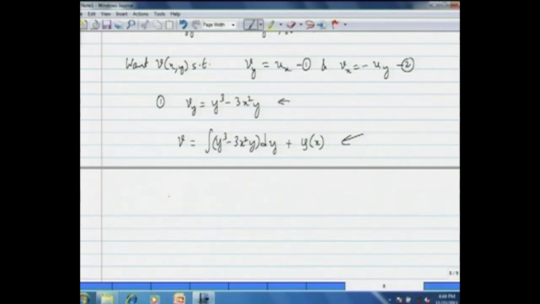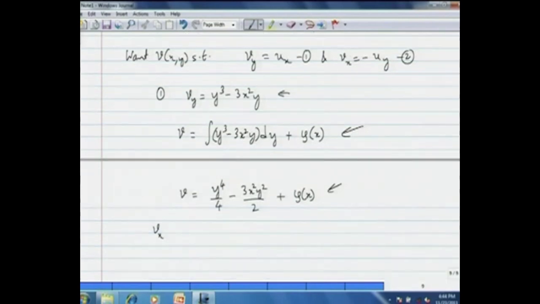So then v looks like y power 4 over 4 minus 3 x squared y squared over 2 plus possibly some function phi of x, which we have to determine. And to determine phi, we will use equation 2. From this equation, we can calculate the partial of v with respect to x. So, we get minus 3 x y squared plus phi prime of x.